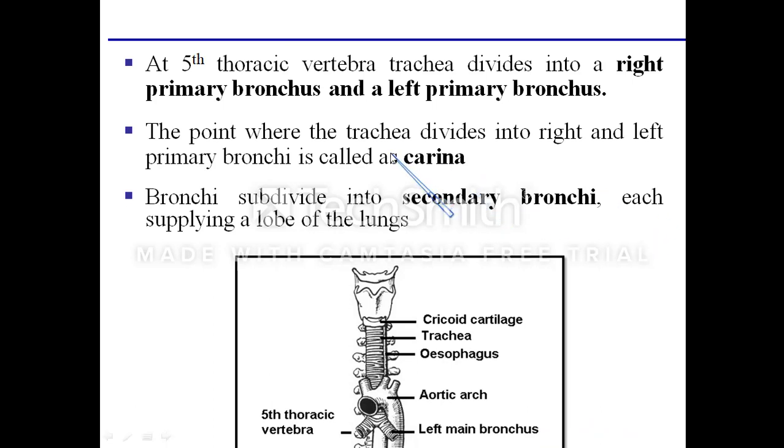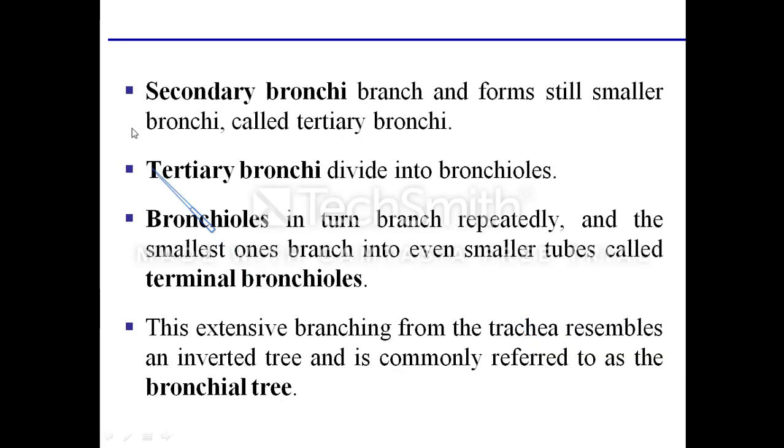So at what stage? That is the fifth thoracic vertebra. We can recall what vertebrae are, how many types there are, and how many thoracic vertebrae there are. At the level of the fifth thoracic vertebra, the trachea divides into the right and left primary bronchus. The point at which the trachea divides is called the carina. Now these primary bronchi will subdivide into secondary bronchi, and the secondary bronchi will open into the lobes of the lung.